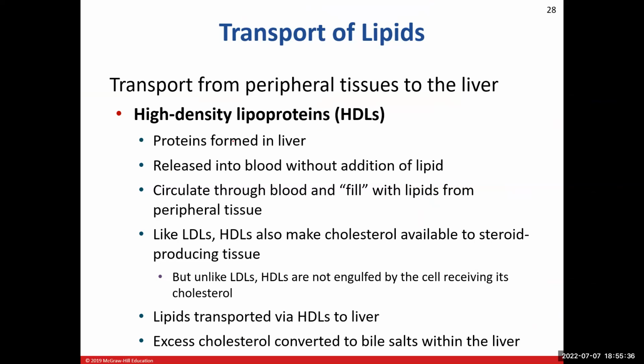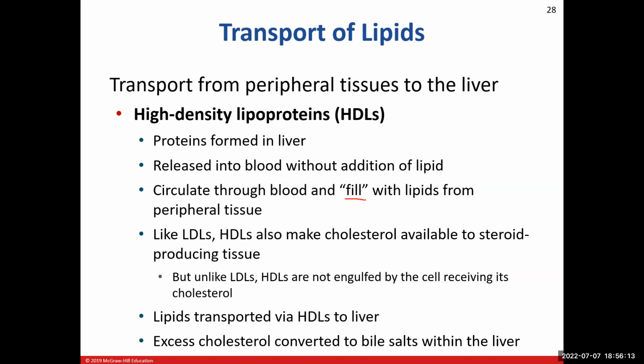So look, these HDLs are made by the liver, and again they are shot out into the blood. Except their situation is they have very little lipids. So they're basically empty. And so they're going to wander around throughout the bloodstream, and they're going to try to fill up on lipids from any of our peripheral tissues. And that's what they do. So like I said, they're going to absorb that up.